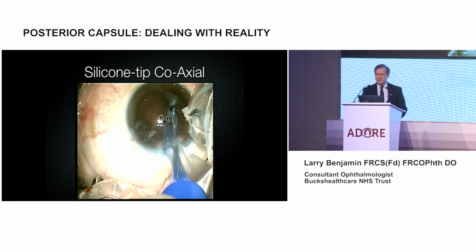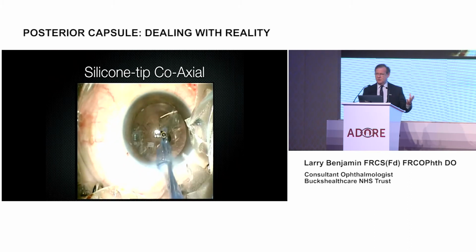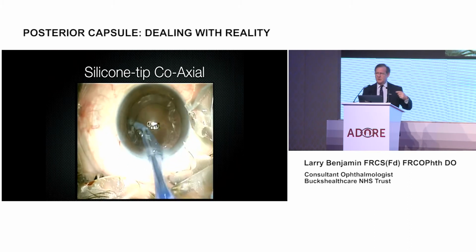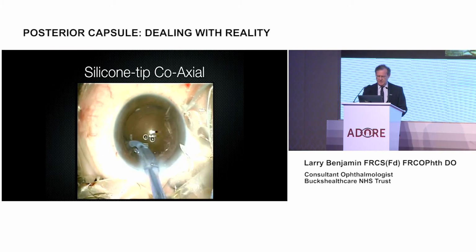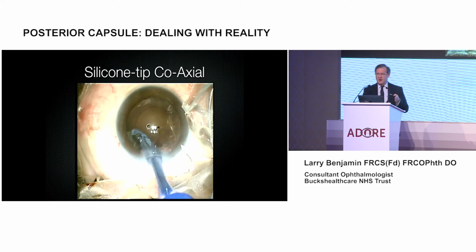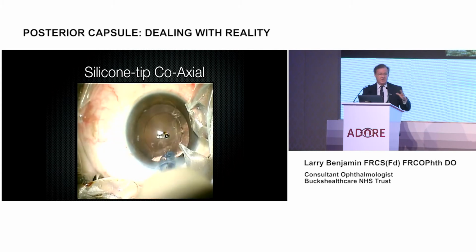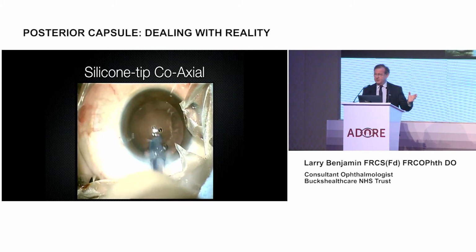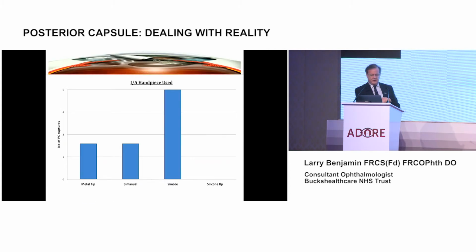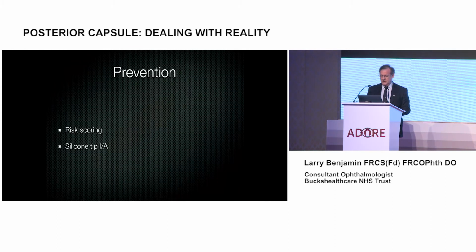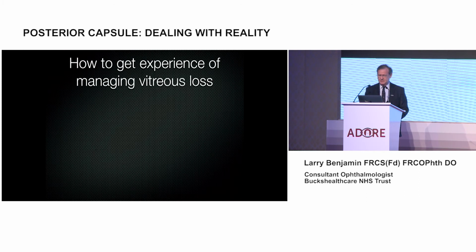This is a really safe instrument. If you grab the capsule with this, it does not tear it, whereas metal instruments, often the edges become a bit rough with time and they will break the capsule. So we've now cut our vitreous loss rate during IA to 0. We can break the capsule at every other stage of the procedure, but not during IA anymore. And there's the graph showing that. Silicone tip, we just don't break the capsule anymore. So those two things, risk scoring and silicone tip IA, have reduced our vitreous loss rate by 20%.